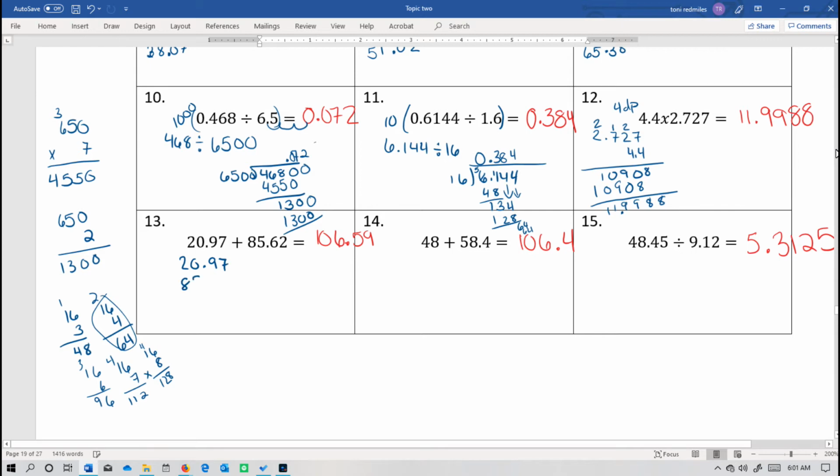Alright, this one's addition. So we should be able to breeze through it. Addition's not too bad. We're just adding down my columns. Carry. Alright. Same thing with this one.